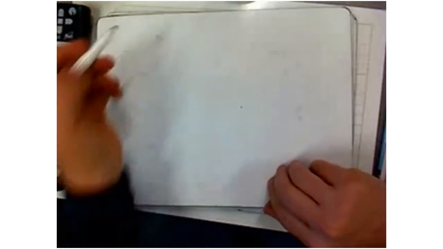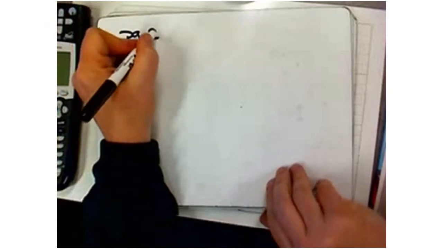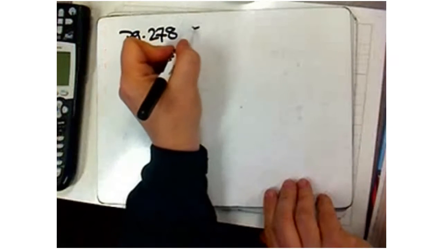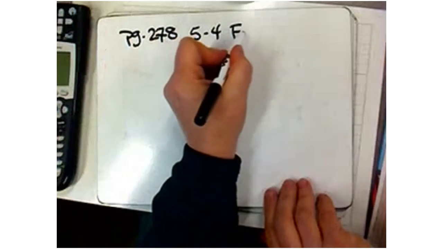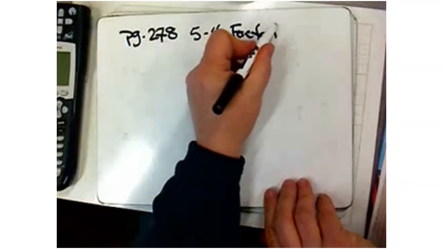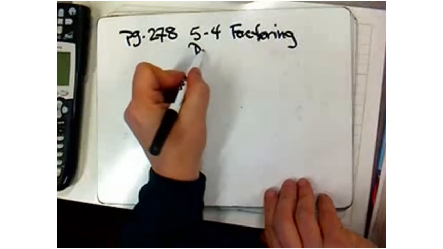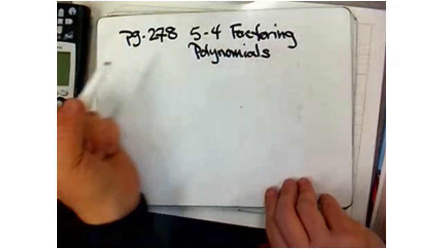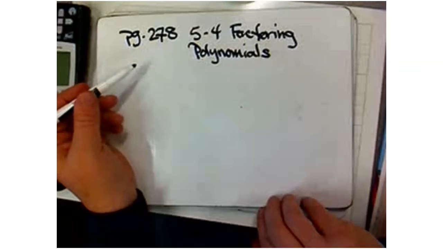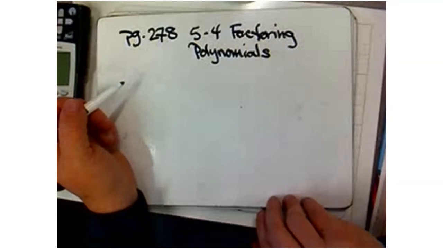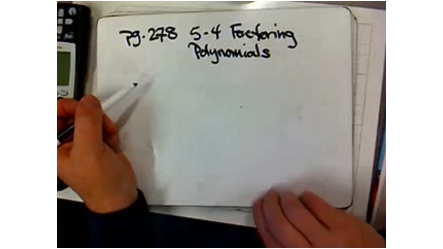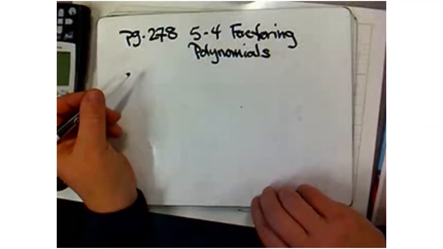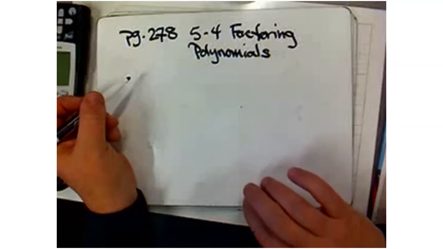I'm recording page 278, section 5-4, factoring polynomials. I'm going to go over the examples again so you have them for review, and you can also look back in your text into section 5-4. I also typed up in Math Speak the homework and the answers for you, and we'll include it in the email.